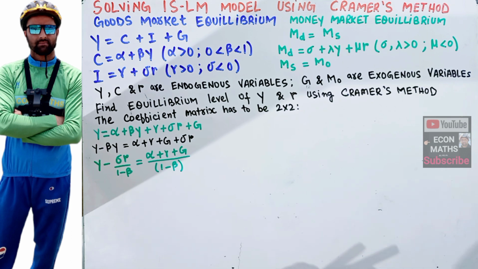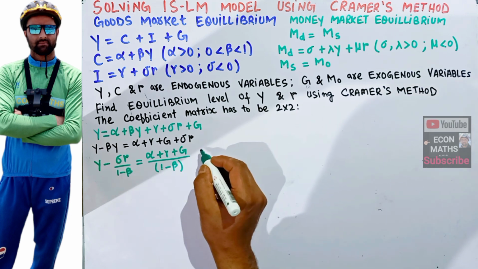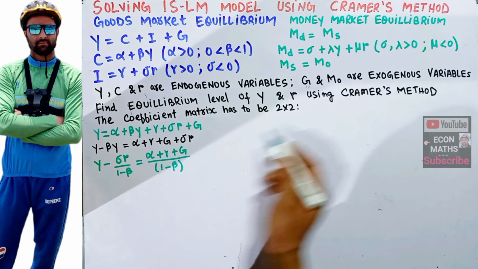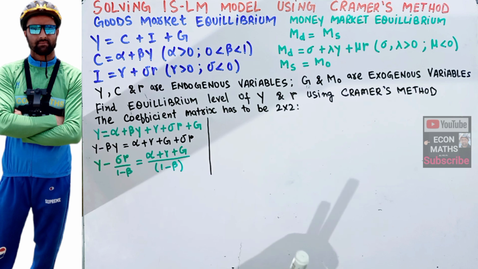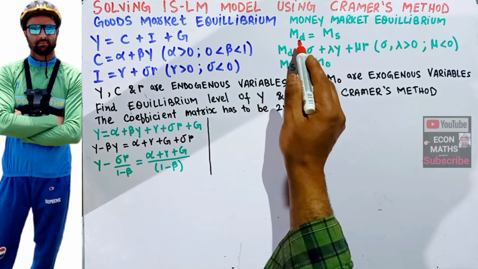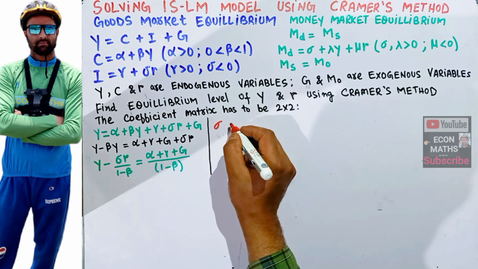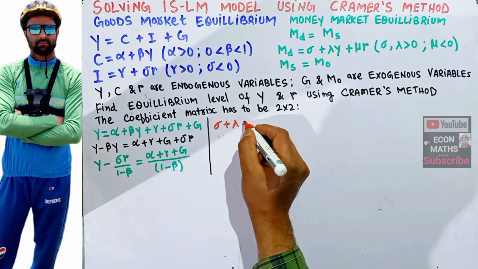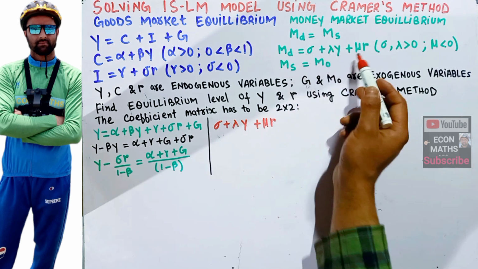Now let us solve the LM equation. Let us write the LM equation here, to save the space. In the money market, equilibrium occurs when demand for money is equal to supply of money. Demand for money is equal to rho plus lambda y plus mu r. This is demand for money.